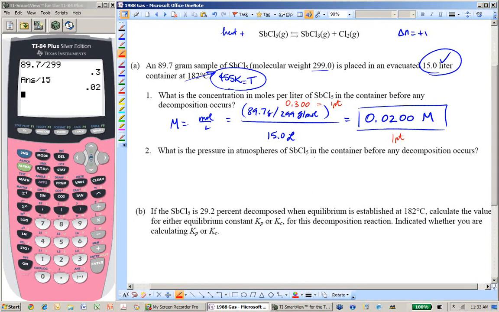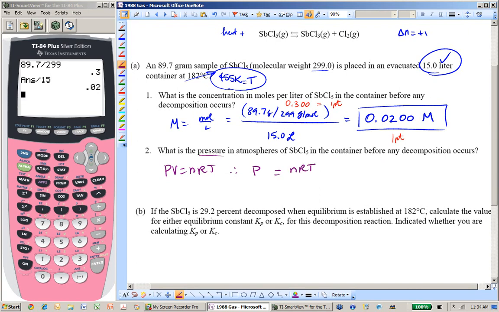So what is the pressure in atmospheres of the antimony pentachloride in the container before any decomposition occurs? These are what I call pity points on an equilibrium problem. You are getting some serious stoichiometry points here because you don't know squat about equilibrium. You still can solve something. So they're giving you both a stoichiometry molarity moment and a pressure moment. Therefore, what is the pressure?